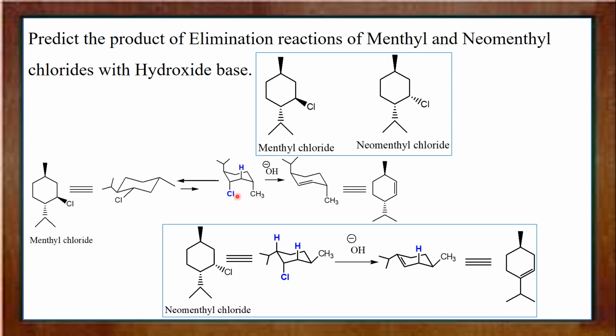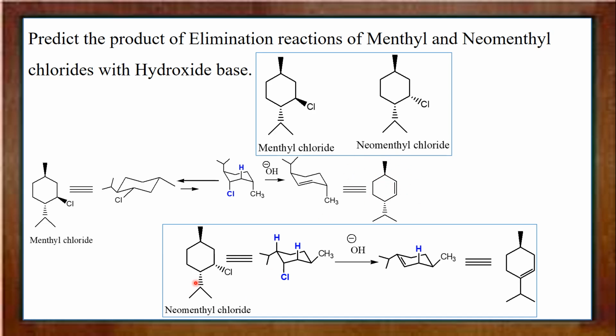There is no other beta hydrogen with respect to chlorine available. Only one beta hydrogen is available. Therefore, elimination takes place here, resulting in the formation of an olefinic double bond that is represented like this. So this is the elimination product of methyl chloride.